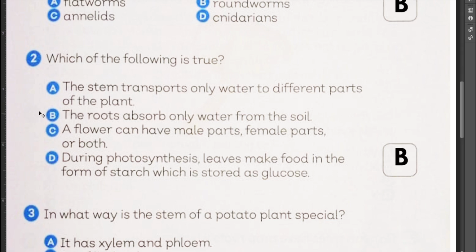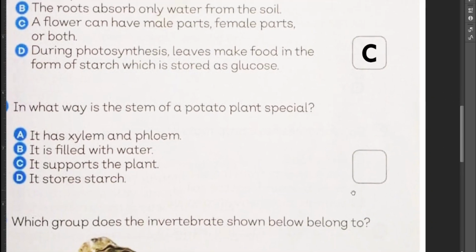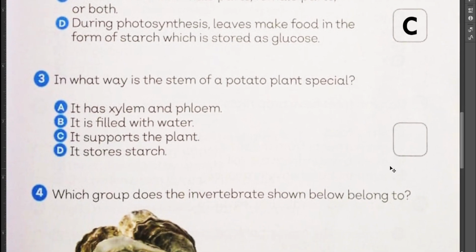Letter A, the stem transports water, food, and nutrients throughout the plants. Letter B, the roots absorb minerals and water from the soil. And letter D, during photosynthesis, leaves make food in the form of glucose, and then it is stored as starch. So this is not correct. The correct answer is letter C. Let's go to number 3.